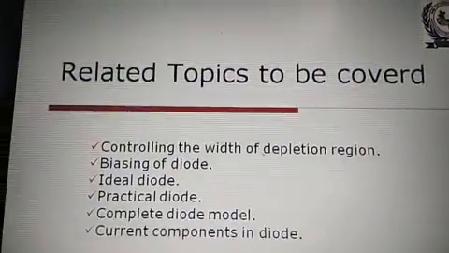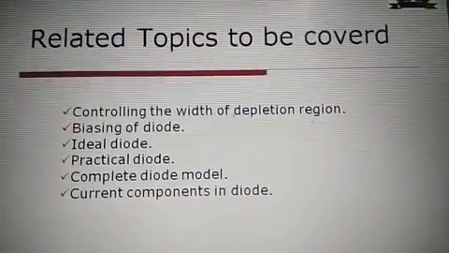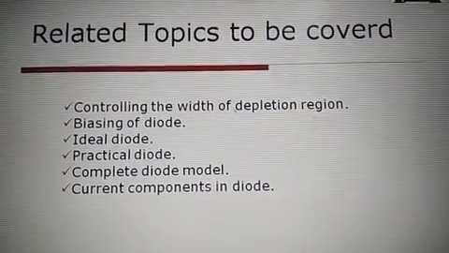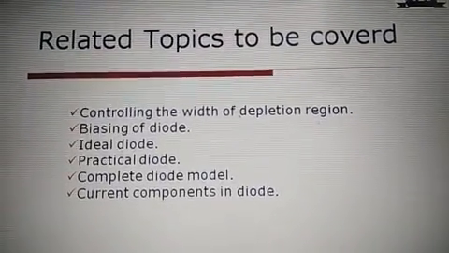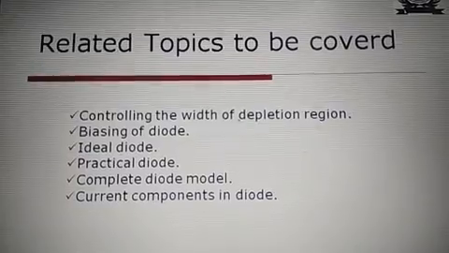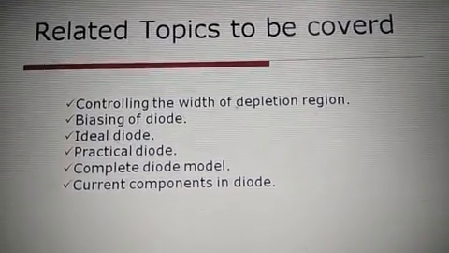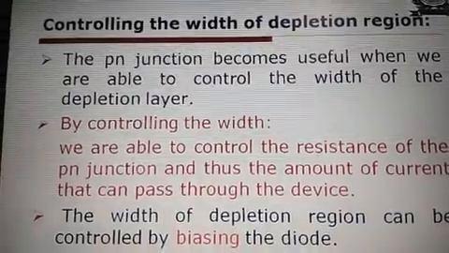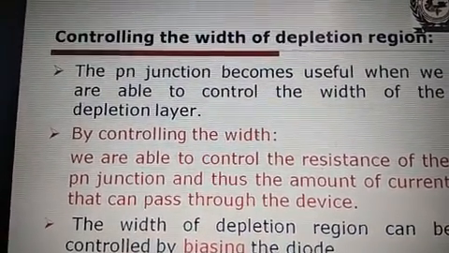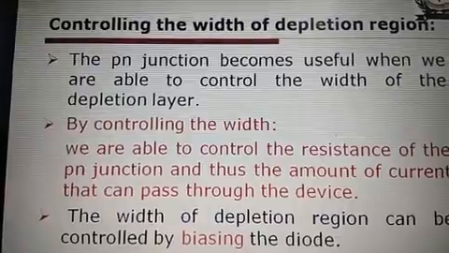Then the model of the diode, how the diode can be utilized in circuits. We will see the model and the current components of the diode: forward current, reverse current, static current, dynamic current, forward resistance, reverse resistance, etc. This is the important part of the diode. Later on, controlling the width of the depletion region.